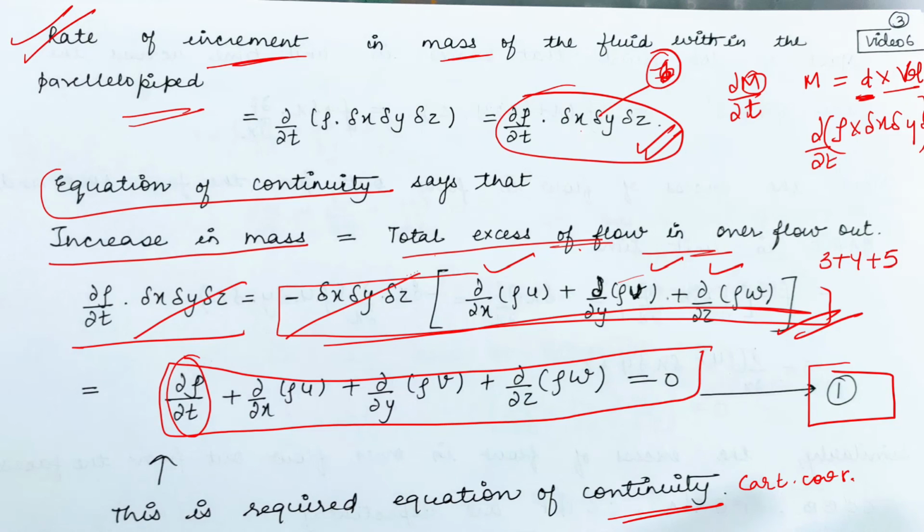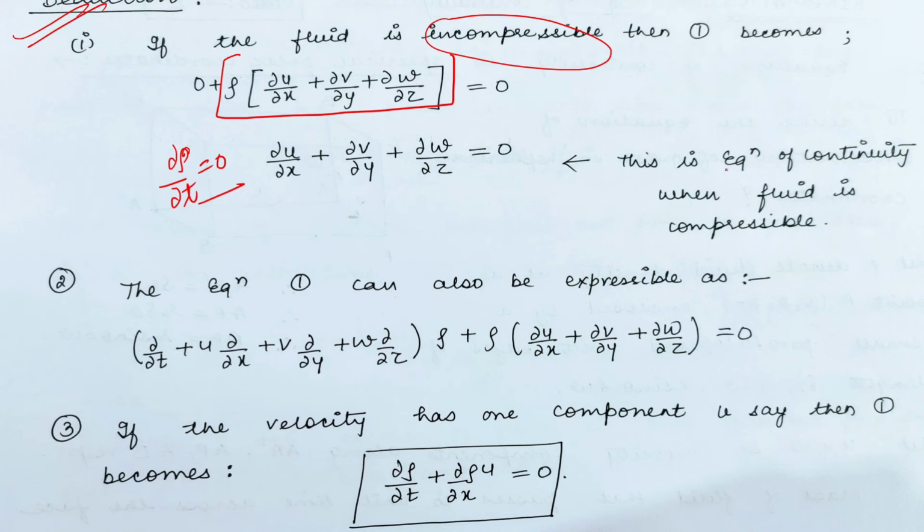If you want, you can see it here. This term will become 0, and here we can take rho common from all three terms, and inside the bracket I can write del u by del x plus del v by del y plus del w by del z equals to 0. So this rho will also go to 0. So it will become del u by del x plus del v by del y plus del w by del z equals 0. This is the equation of continuity for an incompressible fluid in Cartesian coordinates. So this can also come in your exam.